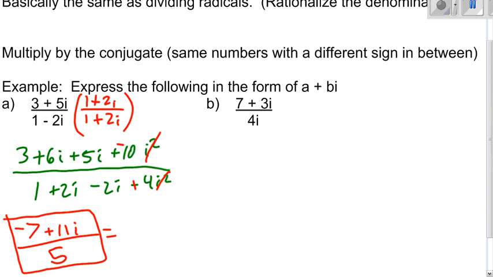You can split this up to be more of a plus bi form, which would just be negative 7 over 5 plus 11 over 5 i.